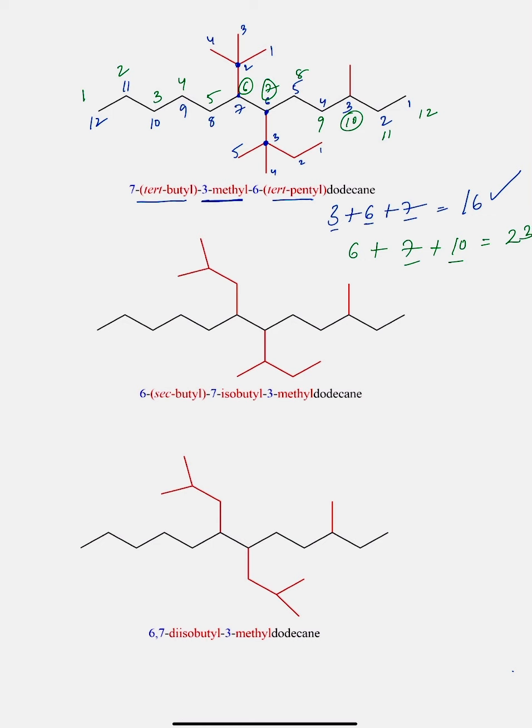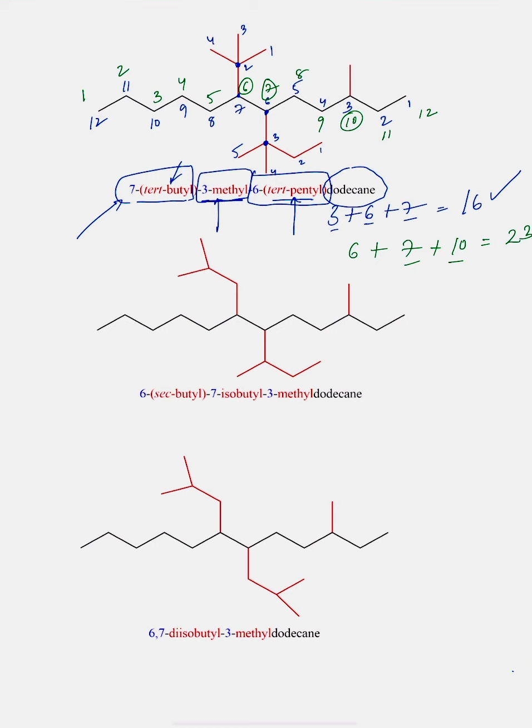So the name is dodecane because it has 12 carbons, and there are 3 substituents. Now I need to decide which substituent comes first, which comes second, and which comes third. Now whenever you have tert-butyl, you need to consider B for alphabetical order, and for methyl M, and for tert-pentyl I need to consider P. And we know that B comes before M and M comes before P. That's why this is the order in which you place your substituents.